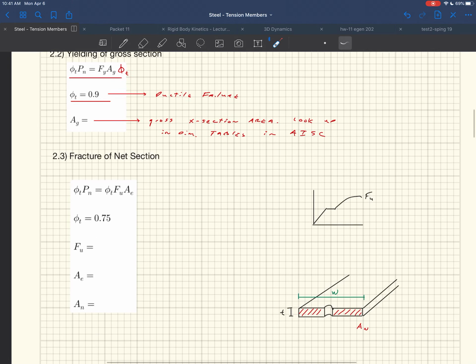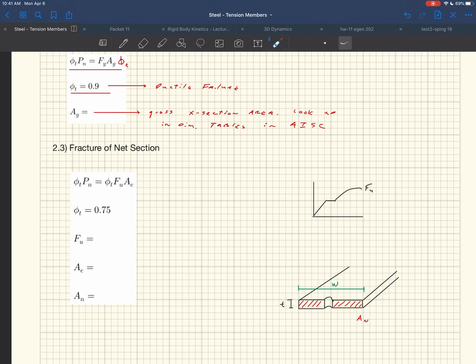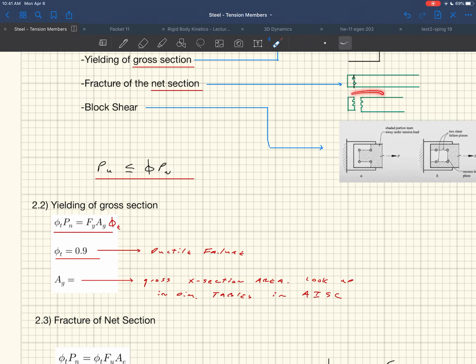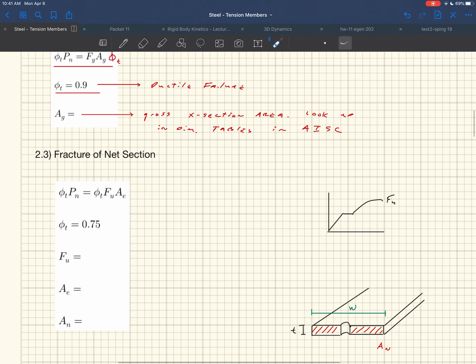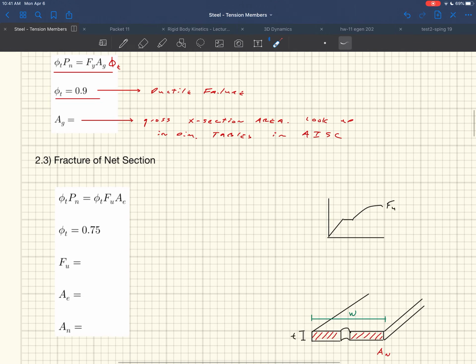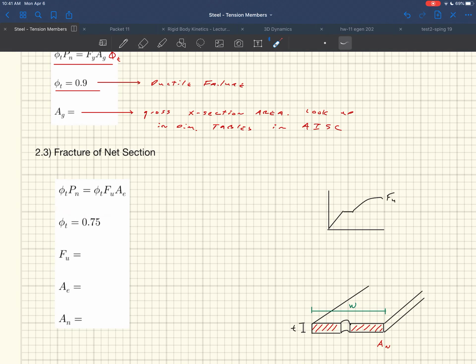Okay, and then the next one, right, is fracture of the net section. This is where we're going to rip the thing into two pieces. Okay, so how do you calculate fracture of the net section? What you do is you calculate this capacity first, right? And then you come down and you calculate this capacity. And then the one that's the smallest is the one that controls, right?